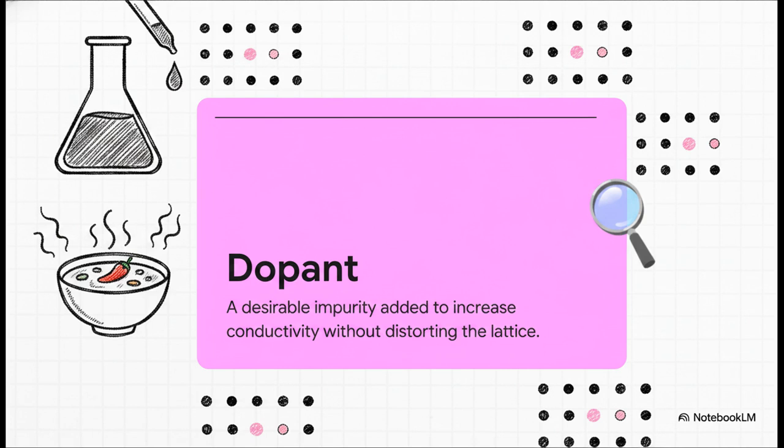This is the deliberate addition of a specific impurity, known as a dopant, in mind-blowingly tiny amounts. We are talking about just parts per million. It's kind of like adding a single drop of hot sauce to an entire pot of chili. By adding that tiny impurity, we dramatically increase the semiconductor's conductivity without warping the overall geometric crystal structure.